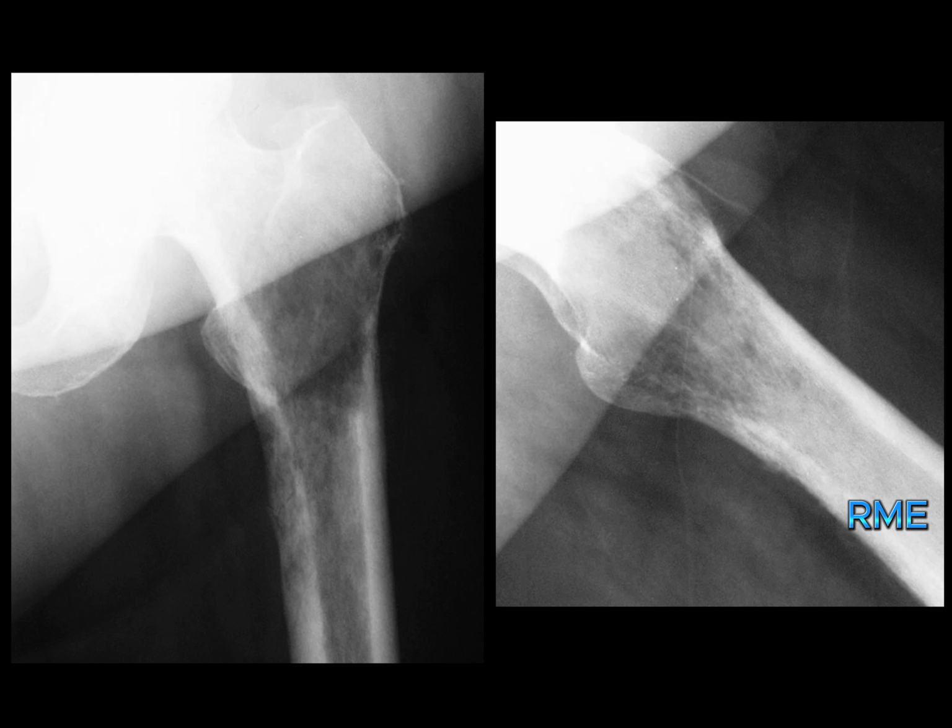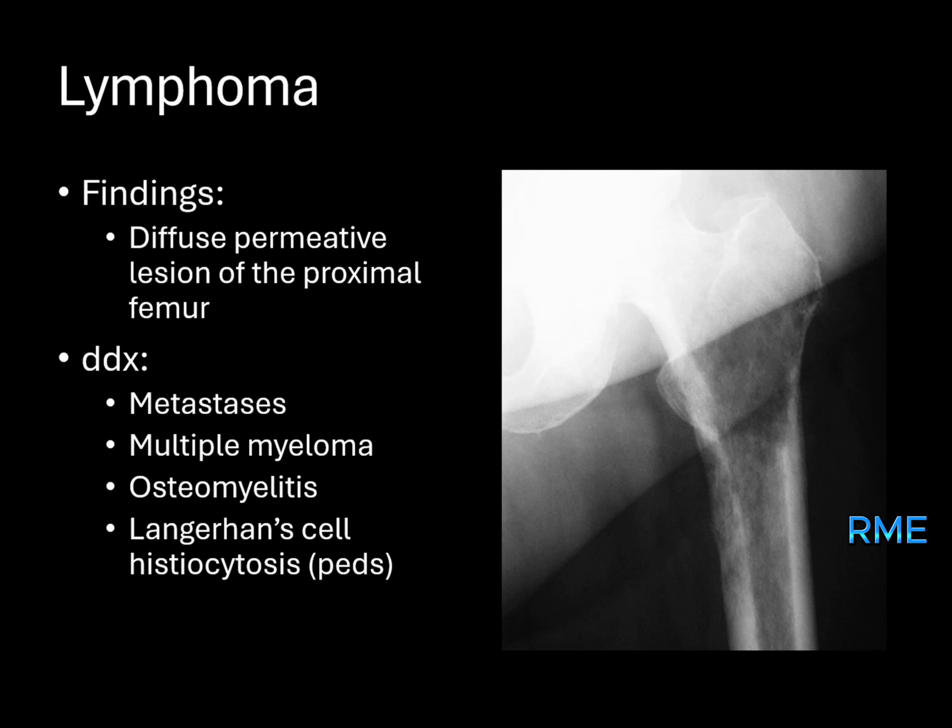What do you see in this image? Here I have a diffuse permeative lesion of the proximal femur. This pattern is quite classic for lymphoma. I can see the extensive bone destruction with a moth-eaten appearance, which is common in aggressive lesions. Differential diagnoses include metastases, multiple myeloma, osteomyelitis, and Langerhans cell histiocytosis in pediatrics.